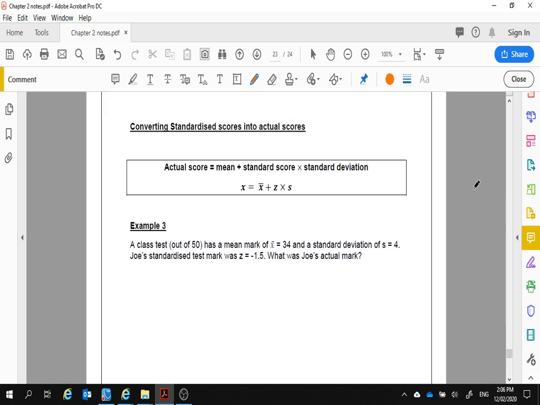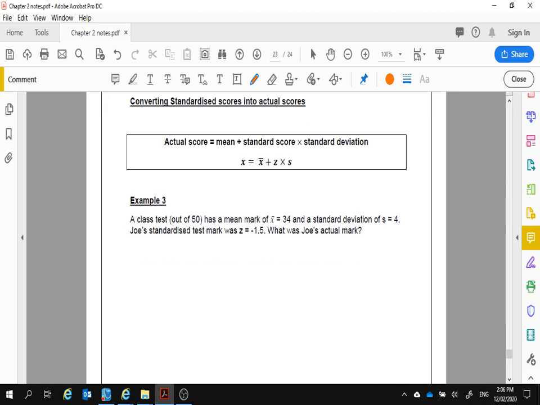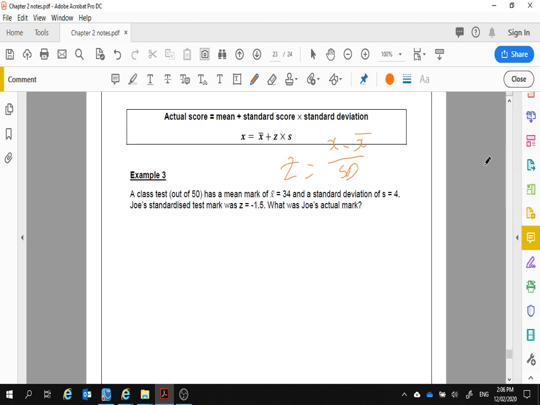Converting the standard score into actual scores. Now, I don't use this rule, I just use the rule z equals x minus x bar divided by the standard deviation. Then you can solve on your calculator, or you can do it the theory way. A class test out of 50 has a mean of 34, and a standard deviation of 4.